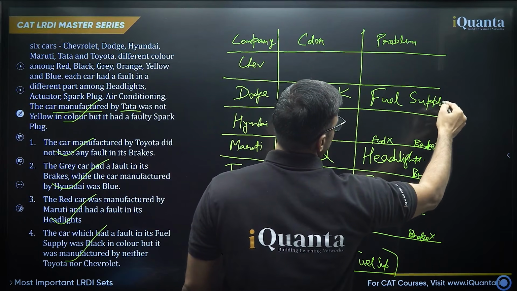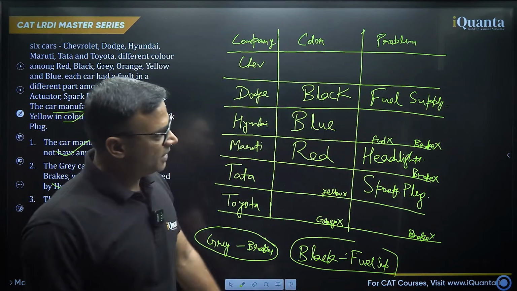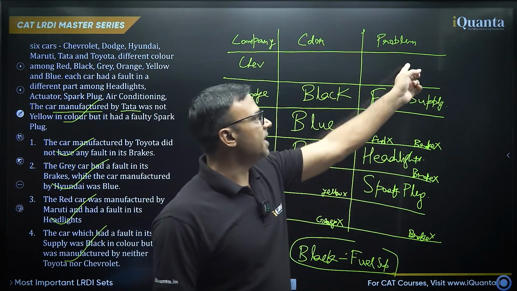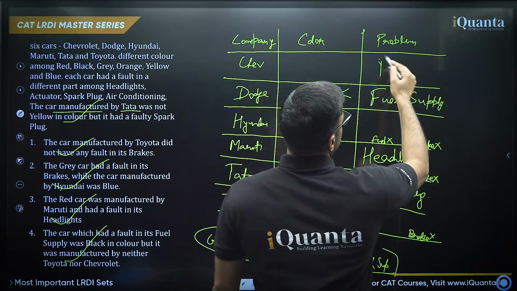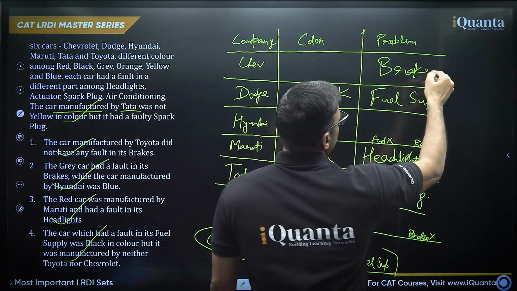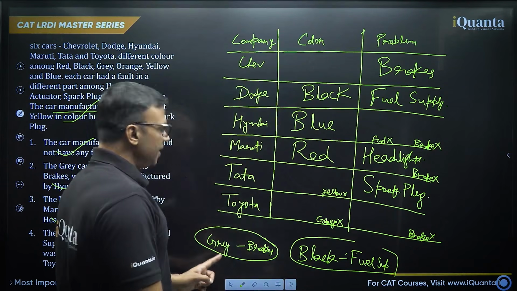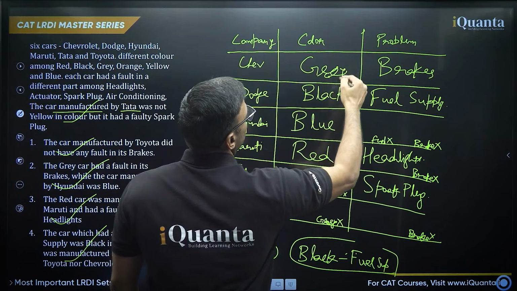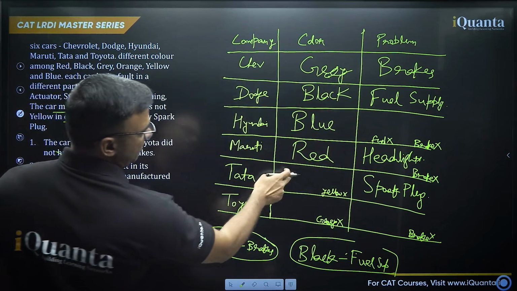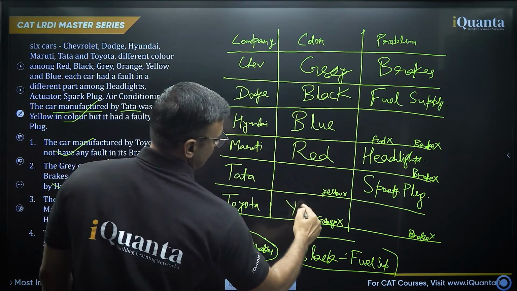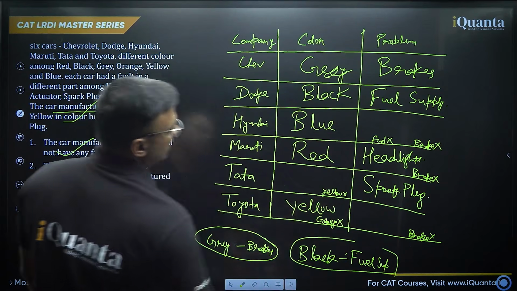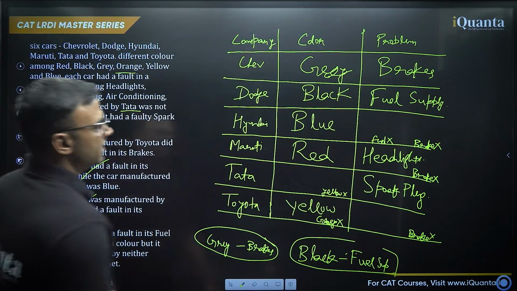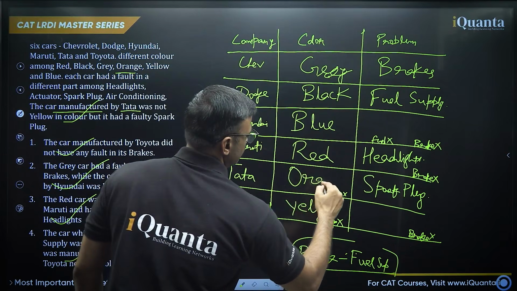Now what do you see? Is there any option left for brakes? You see, we have already marked this as no brake, this as no brake. The only option left for brakes is this one. So brakes have to be here, and with brakes, we will have gray. Wow. And yellow cannot be here, so yellow has to be here. Is there any other color left? Orange is left. So this has to be orange.